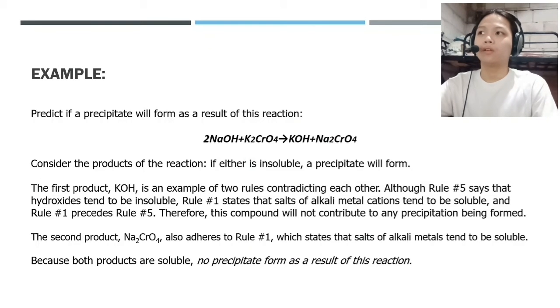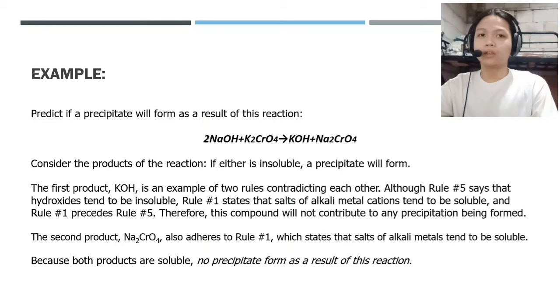Second example. Predict if a precipitate will form as a result of this reaction. 2NaOH plus K2CrO4 yields 2KOH plus Na2CrO4. Consider the products of the reaction. If either is insoluble, a precipitate will form.